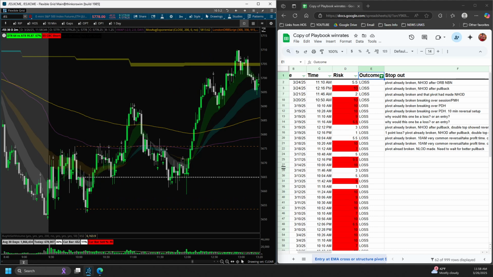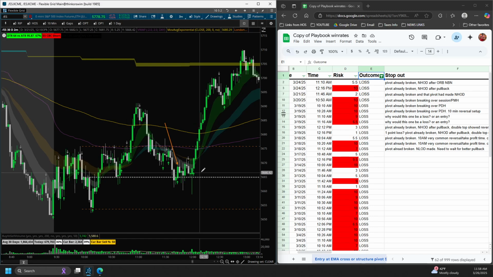Thank you for sharing your chart. 11:46 a.m. is right here on this green candle. And this 68. Oh, this is close. It almost gives it to you. Yeah. Oh, that sucks. Well, it definitely does suck.